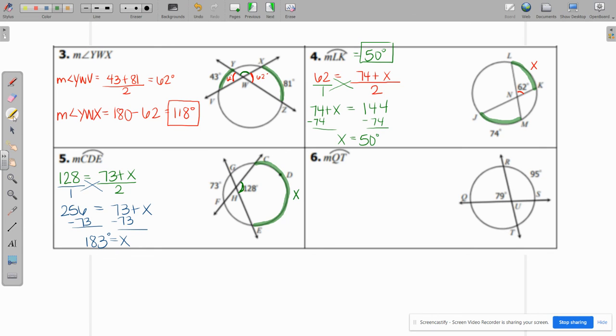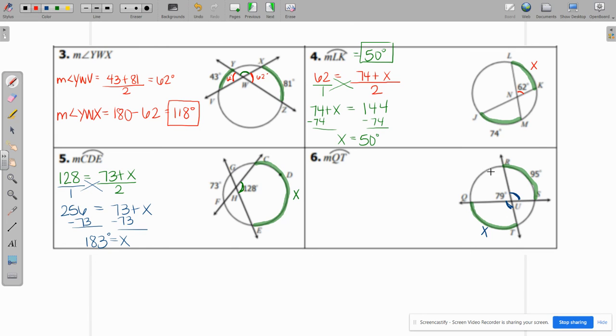Last one, the measure of arc QT. So here is arc QT. I can also see that we have arc RS, which has a measure of 95 degrees. But those two arcs would actually help me to find this angle here, which is QUT, or this angle here, which is vertical to that same measure, RUS. So this 79 degrees is not going to be part of that same equation. If I'm solving for arc QT here, I really need this angle.